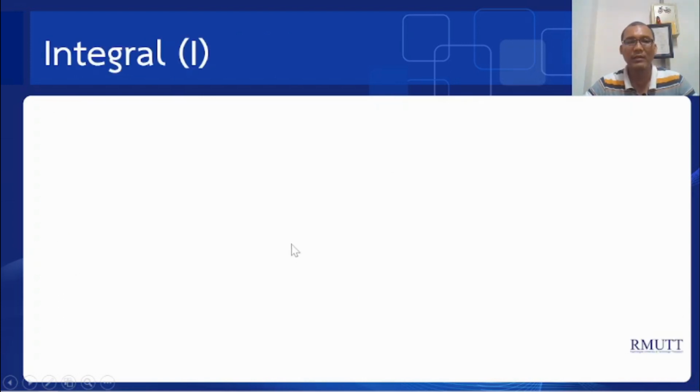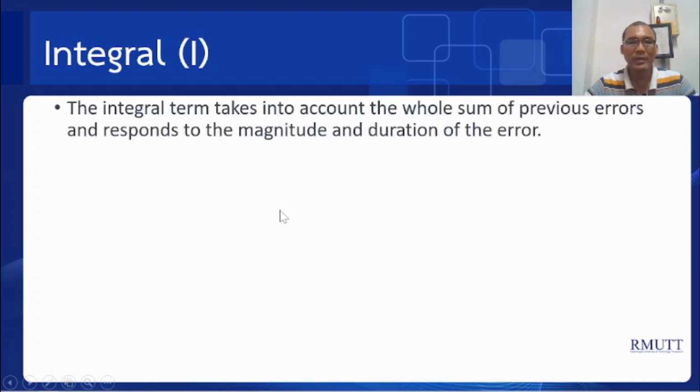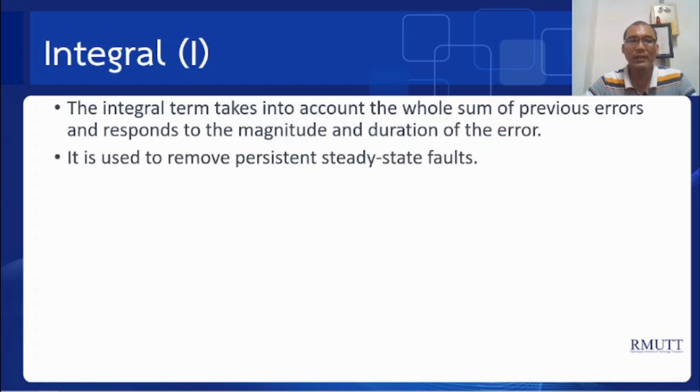Next, we will talk about the integral I. The integral term takes into account the whole sum of previous error and responds to the magnitude and duration of the error. It is used to remove persistent steady state faults, which is the proportional part cannot take into account.